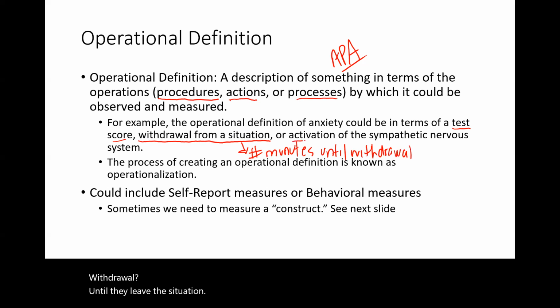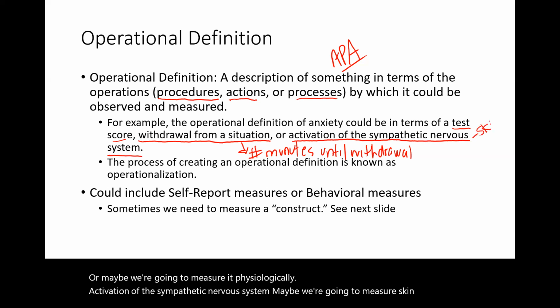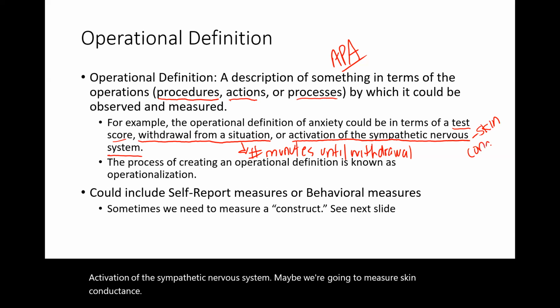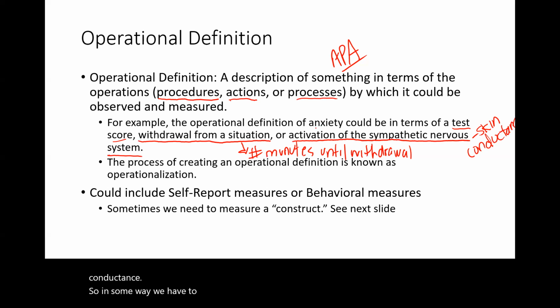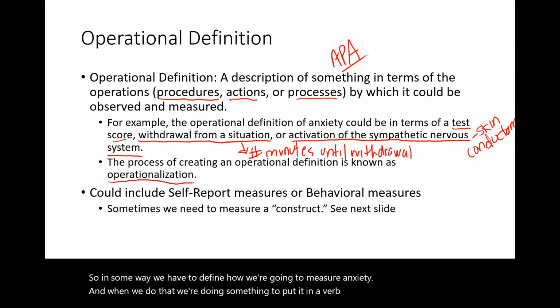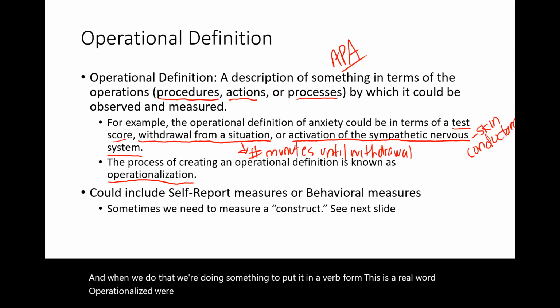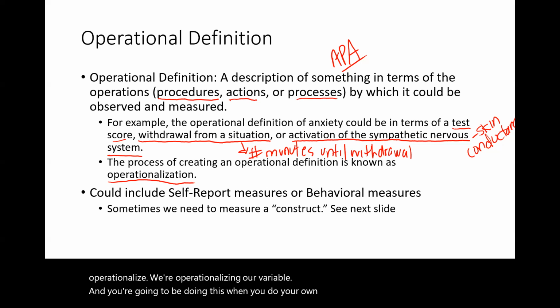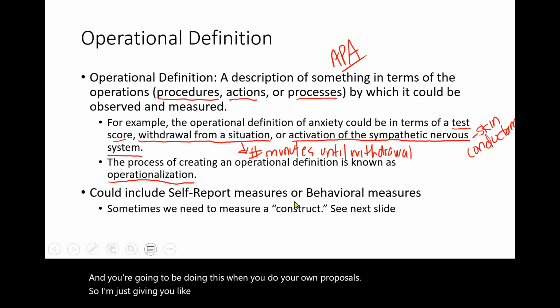Or maybe we're going to measure it physiologically, activation of the sympathetic nervous system. Maybe we're going to measure skin conductance. So in some way, we have to define how we're going to measure anxiety. And when we do that, we're doing something to put it in a verb form. This is a real word, operationalize. We're operationalizing our variable. And you're going to be doing this when you do your own proposals. So I'm just giving you like an overview of this right now, but we'll be working with this more.